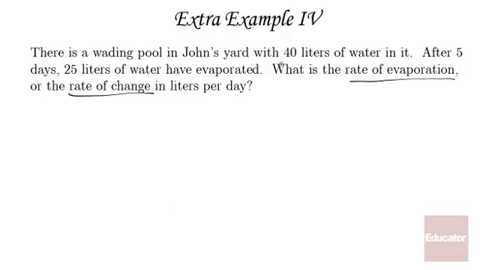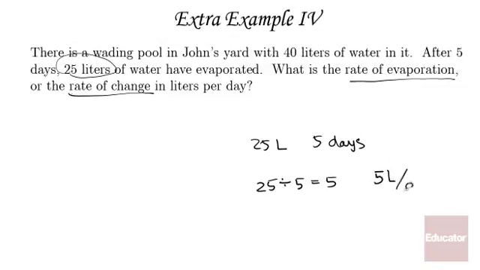So they tell us that there's 40 liters of water in the pool right now, but actually we don't need to know that information. What we're really focusing on is how much the water evaporates each day. And we know that the water evaporates a total of 25 liters. And this is in a time period of 5 days. So it's just a division problem of 25 divided by 5. And that's 5. So it evaporates 5 liters each day.